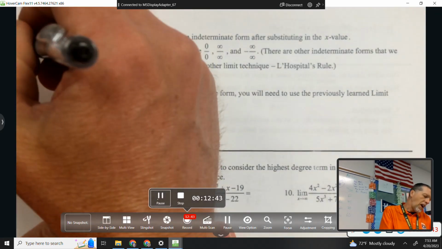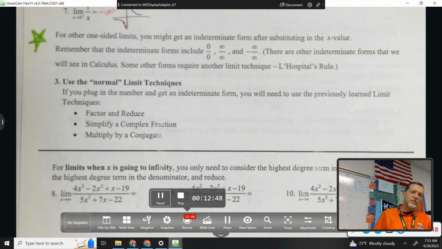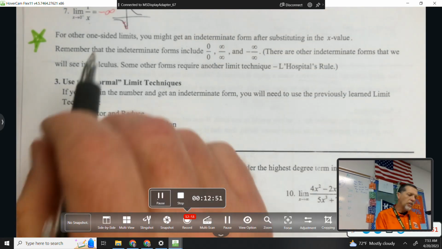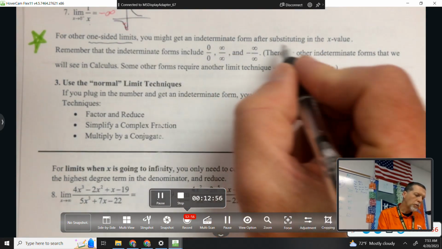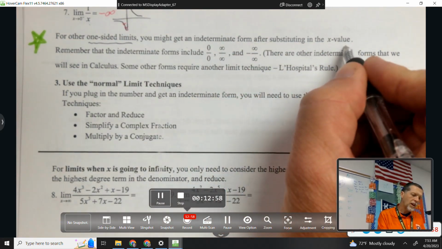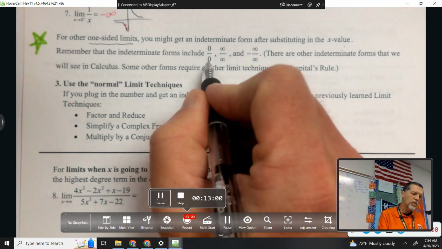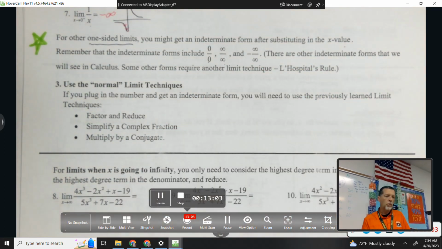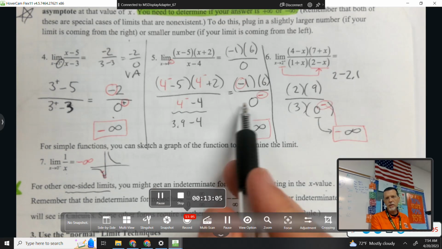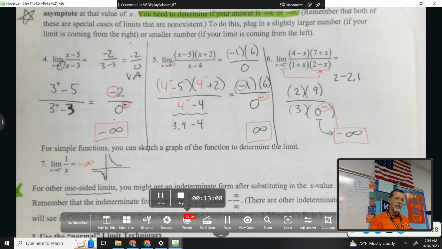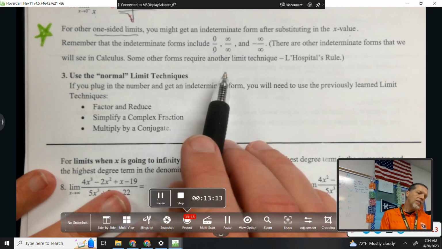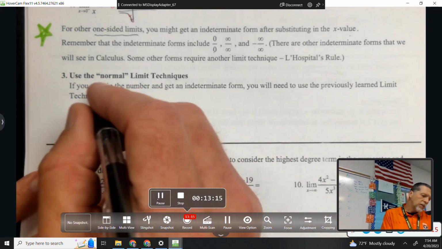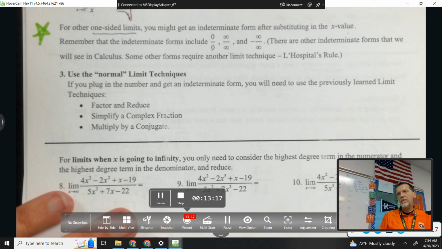All right, this next statement is like double problems here. For other one-sided limits, so one-sided limits are kind of tricky, you might get an indeterminate form after substituting in the x value. That means 0 over 0, infinity over infinity. So we didn't see that. We just got 0 in the bottom, which meant vertical asymptote, and we just had to figure out positive or negative infinity. But if you get 0 over 0, then you got to go back to those other algebra techniques that we did the last couple of days.